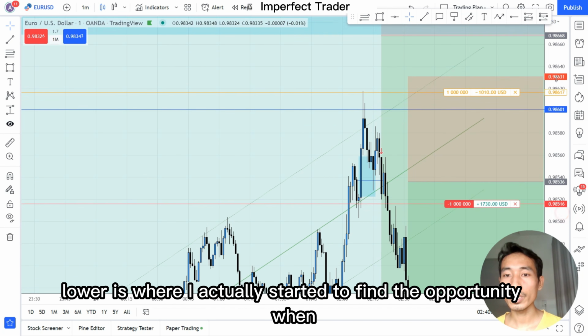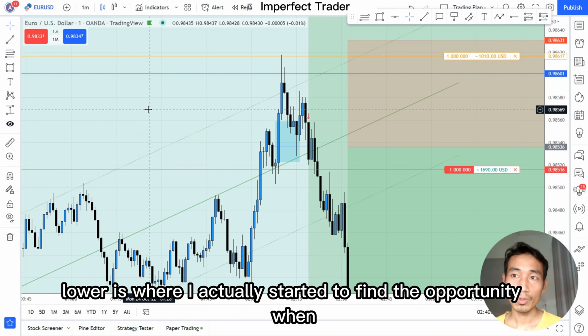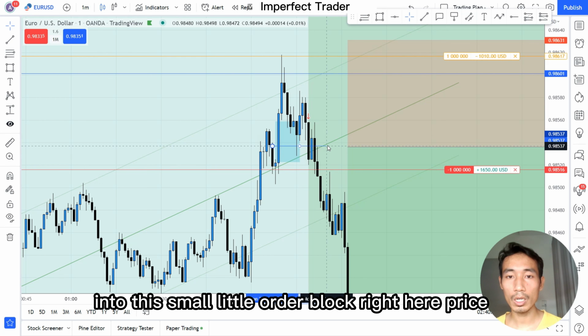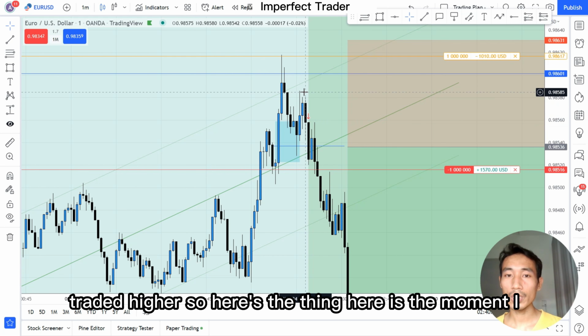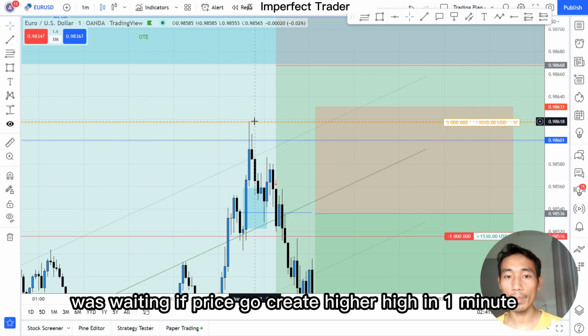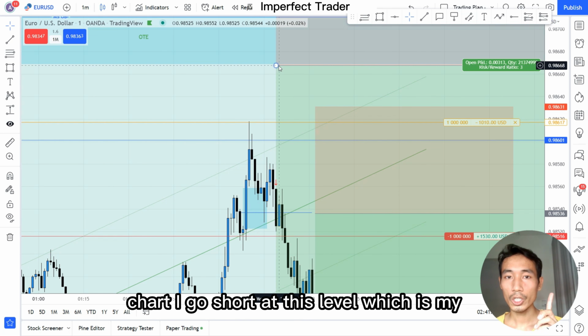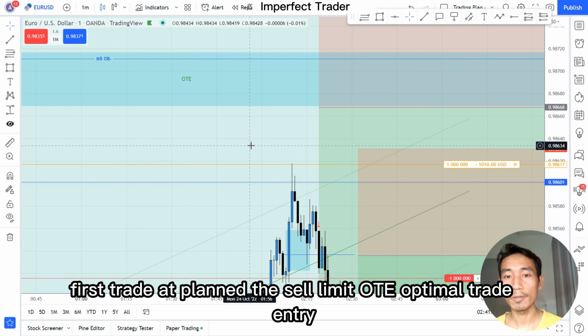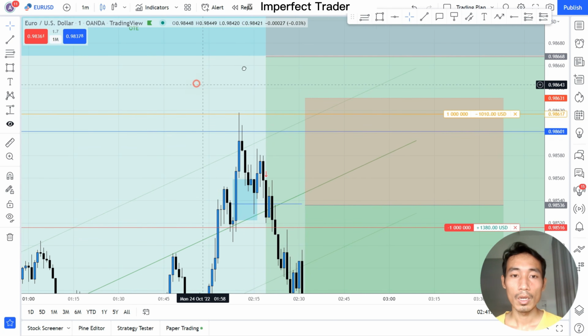So when price trades lower is where I actually start to find the opportunity. I see price trade lower into this fair value gap and into this small little order block right here, and price trades higher. So here's the moment. I was waiting: if price creates a higher high on the 1-minute chart, I go short at this level, which is my first blended trade, the sell limit, OTE, optimal trade entry.